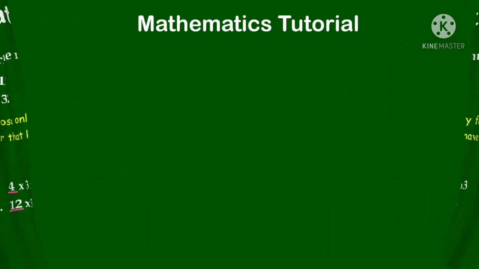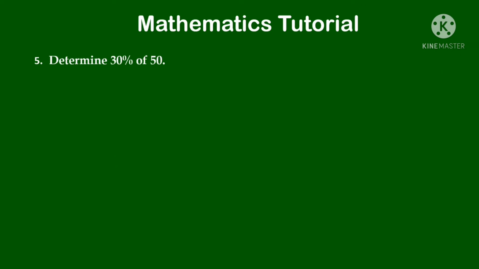Let's proceed to number 5. Determine 30% of 50. So in this case, we can use mental mathematics. Kung iisipin natin, kung 30% of 100, we may answer 30. Since 50 lang yung tinatanong, so kalahati siya. So the correct answer for that is, kalahati ng 30 is 15.